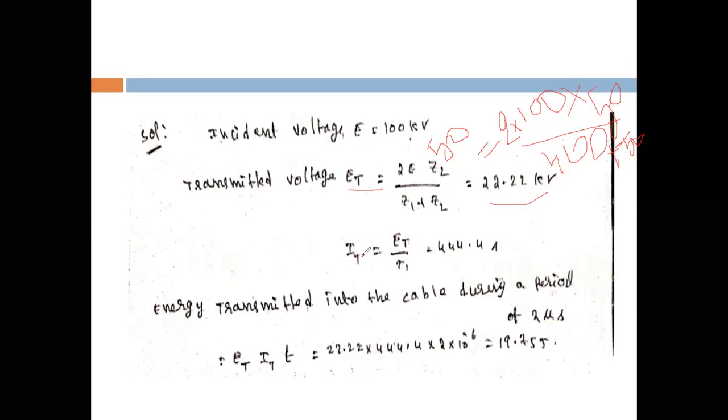Then we calculate the transmitted current, that is IT. Therefore IT is equal to ET by ZT, and ZT means Z2, which is equal to 50. Then 22.22 kilovolts by 50 is equal to 444.4 amperes. This is the transmitted current.